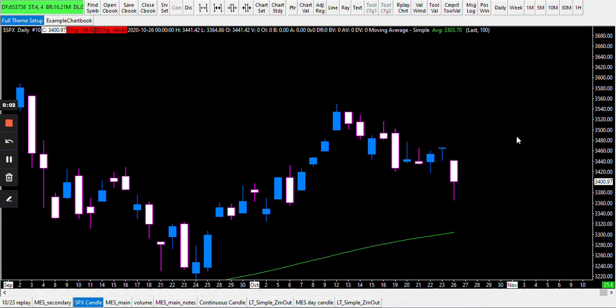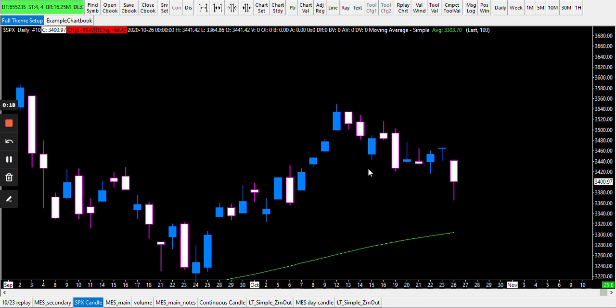What's going on, guys? In this video, I'm going to cover the concept of gaps, and I wanted to talk about gaps because there's been a lot of them in the market recently. So I just want to cover how to identify them, how to find them on your charts, how to think about them, and more importantly, how to trade them.